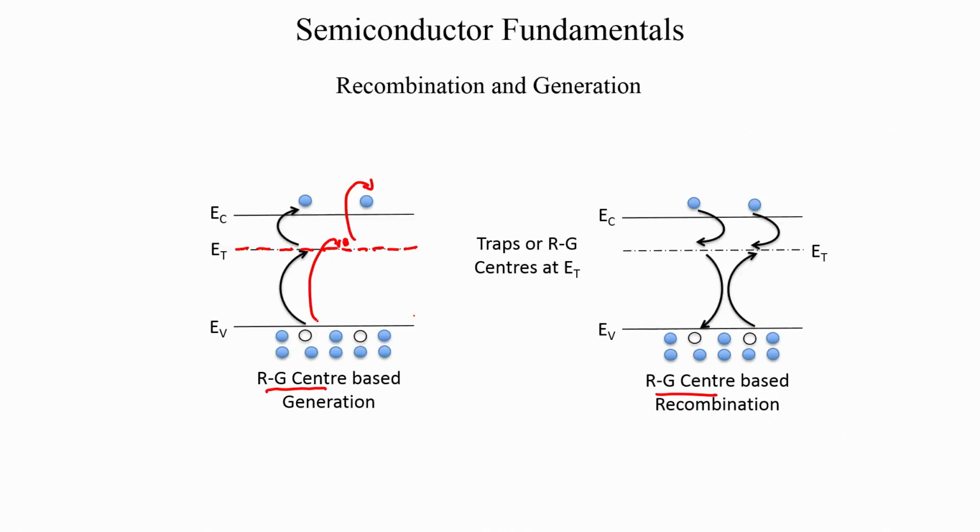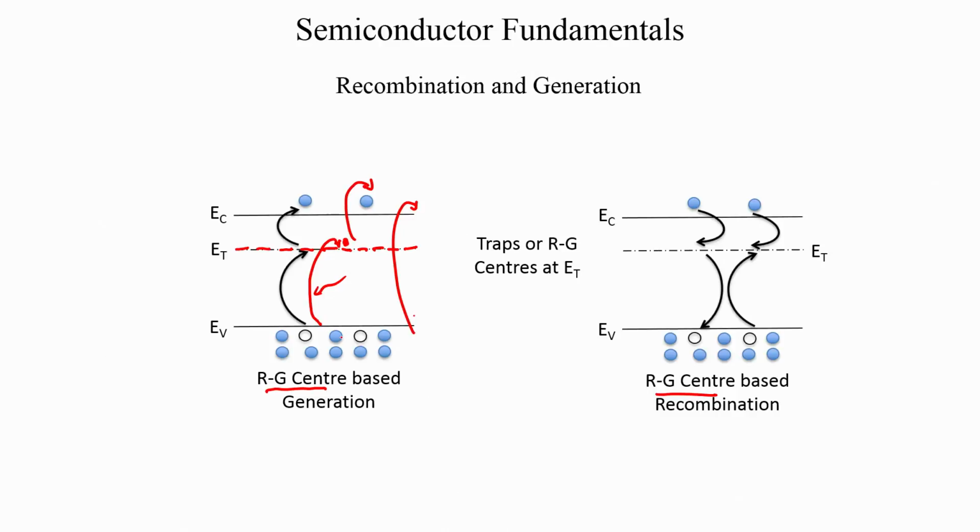And this is very strong because the energy needed for this jump is much smaller than the energy needed for a direct band to band generation. Therefore, this could lead to a significant increase in carrier count.